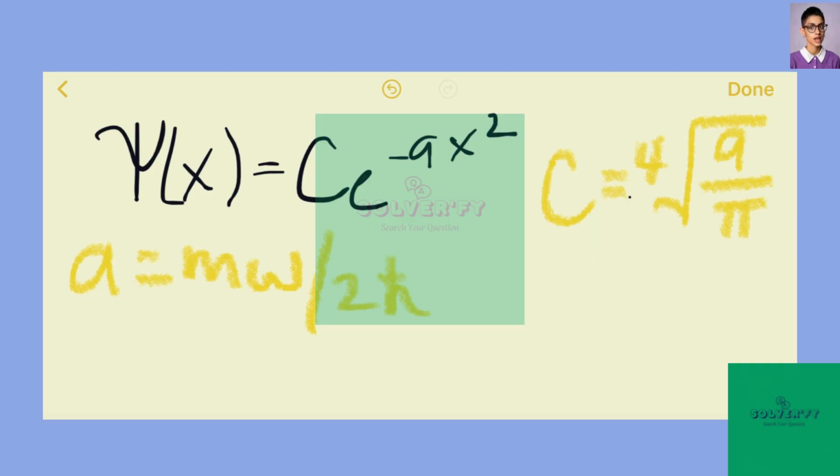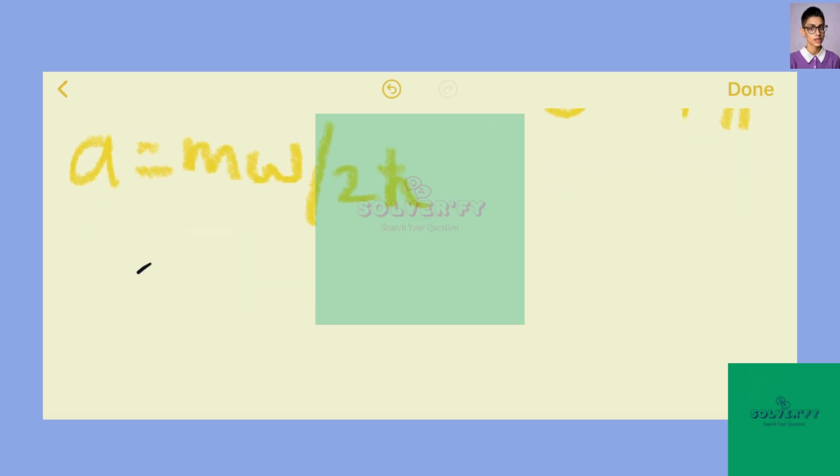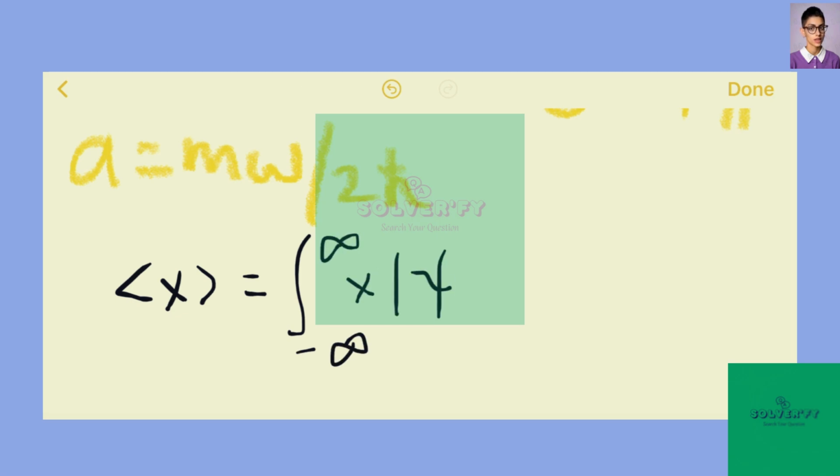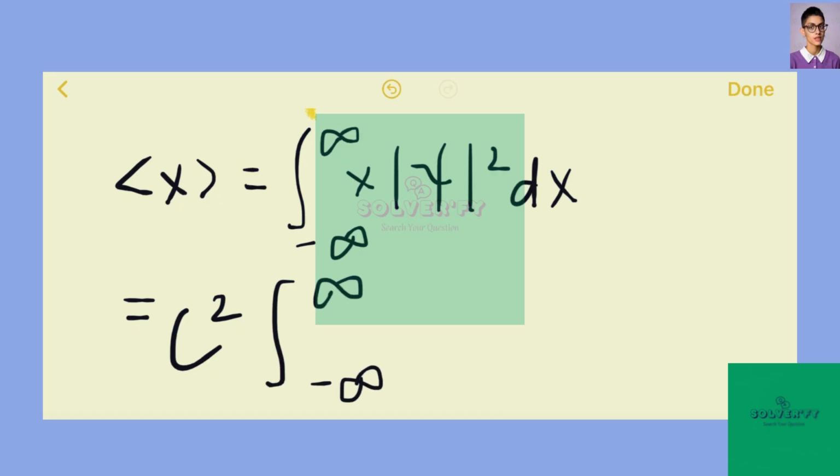Okay, so to find the expectation value of x, the expectation value of x is equal to the integral from negative infinity to infinity of x mod psi squared dx. This is equal to c squared, the integral from negative infinity to infinity, x e to the negative 2 a x squared dx.